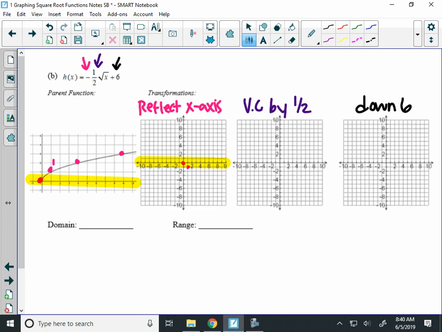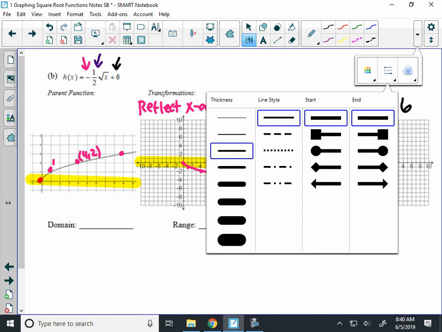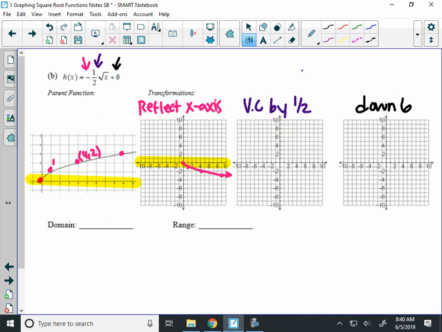All right, I'm at 4, 2. So when I flip over the axis, I'll be at 4, negative 2, and then 9, negative 3. There's my reflected graph. Now I'm going to vertically compress by 1/2 here. I'm going to try maybe to make this a little bit thinner to make the line.